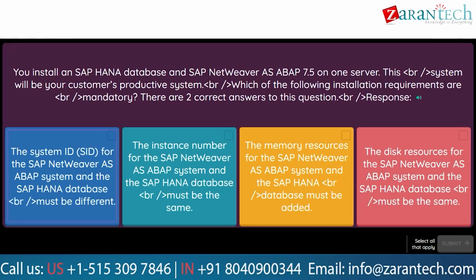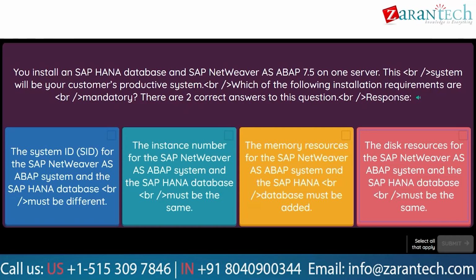Response. Option 1: the system ID, SID, for the SAP NetWeaver AS ABAP system and the SAP HANA database must be different. Option 2: the instance number for the SAP NetWeaver AS ABAP system and the SAP HANA database must be the same. Option 3: the memory resources for the SAP NetWeaver AS ABAP system and the SAP HANA database must be added. Option 4: the disk resources for the SAP NetWeaver AS ABAP system and the SAP HANA database must be the same.